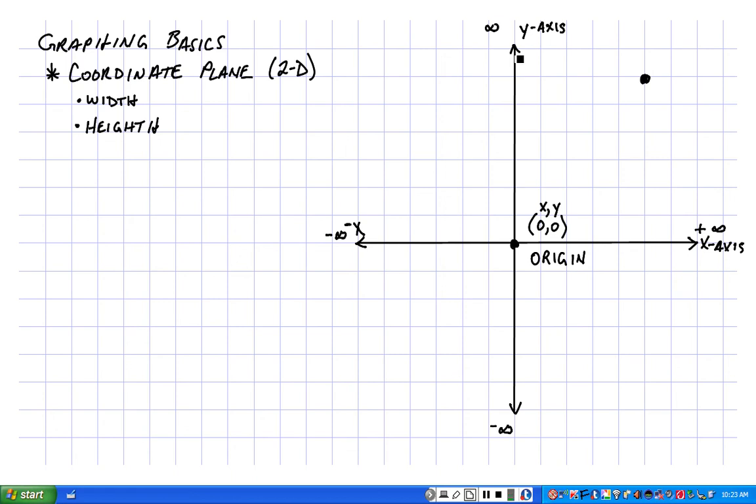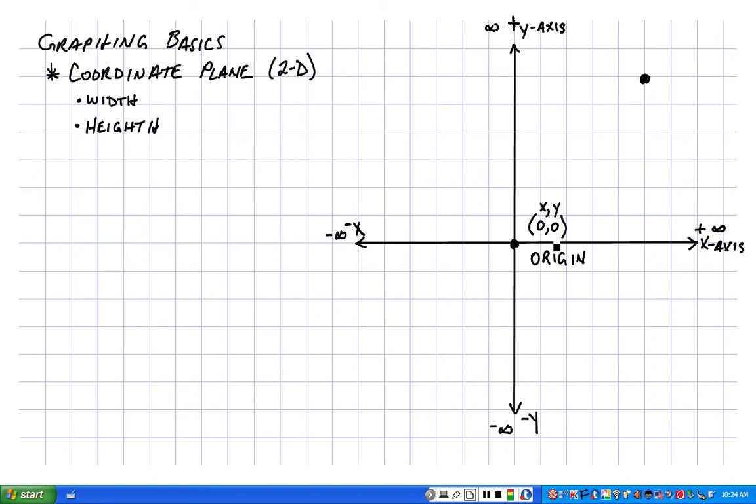Our y is positive when we're operating above the origin. So if we're counting up, it's positive as long as we're above the origin. And if we're below the origin, then our y is negative. Alright? So we have to the right of the origin positive x, to the left of the origin negative x. Above the origin positive y, below the origin negative y.